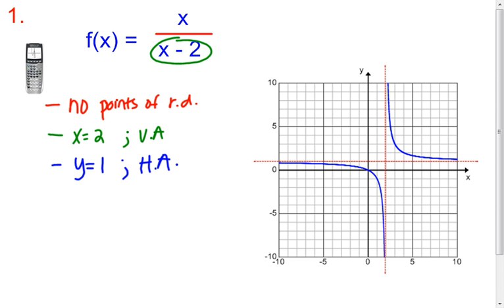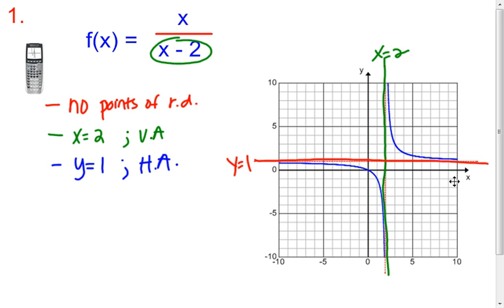Okay? So when you graph this, what I want you to do is sketch your asymptotes in. Here's your vertical asymptote right here at x equals 2. So draw that in. And then draw your horizontal asymptote in right here at y equals 1.